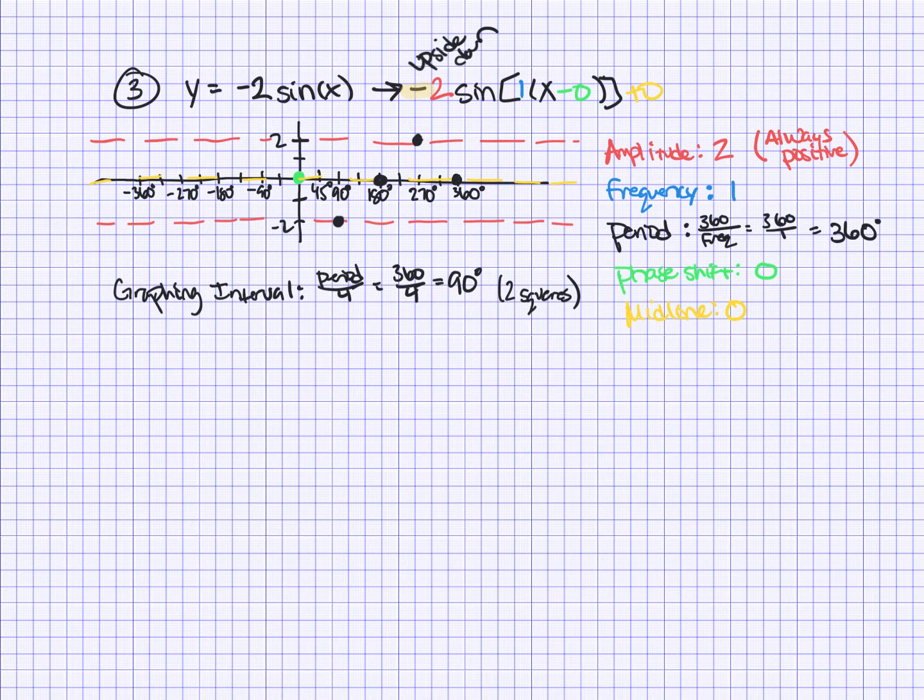And I can see we've graphed 1 full period. It looks just like our parent graph, except it's been stretched out a little bit more, and it's upside down. So this is what the negative and the vertical stretch or the amplitude can do to your graph.